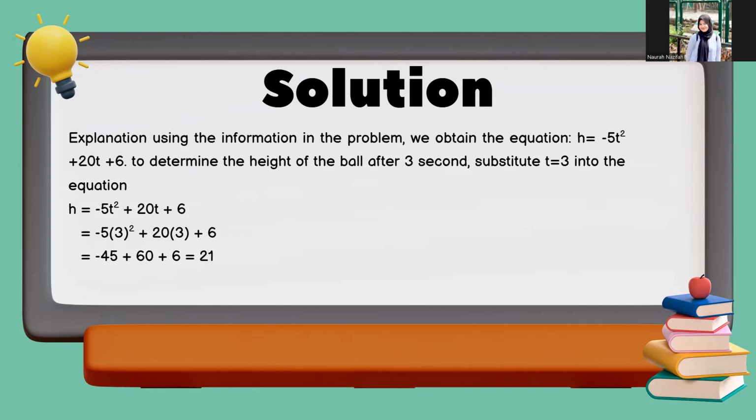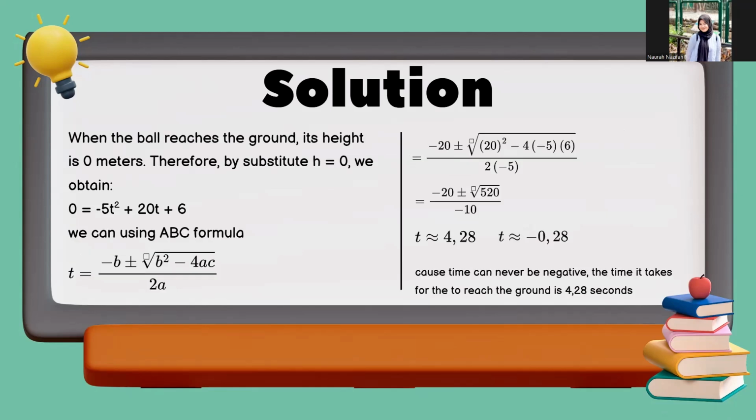So the height of the ball after 3 seconds is 21 meters. Okay, for solution B, when the ball reaches the ground, its height is 0 meters. Therefore, by substituting h equals 0, we obtain 0 equals negative 5t squared plus 20t plus 6. We can use the ABC formula.